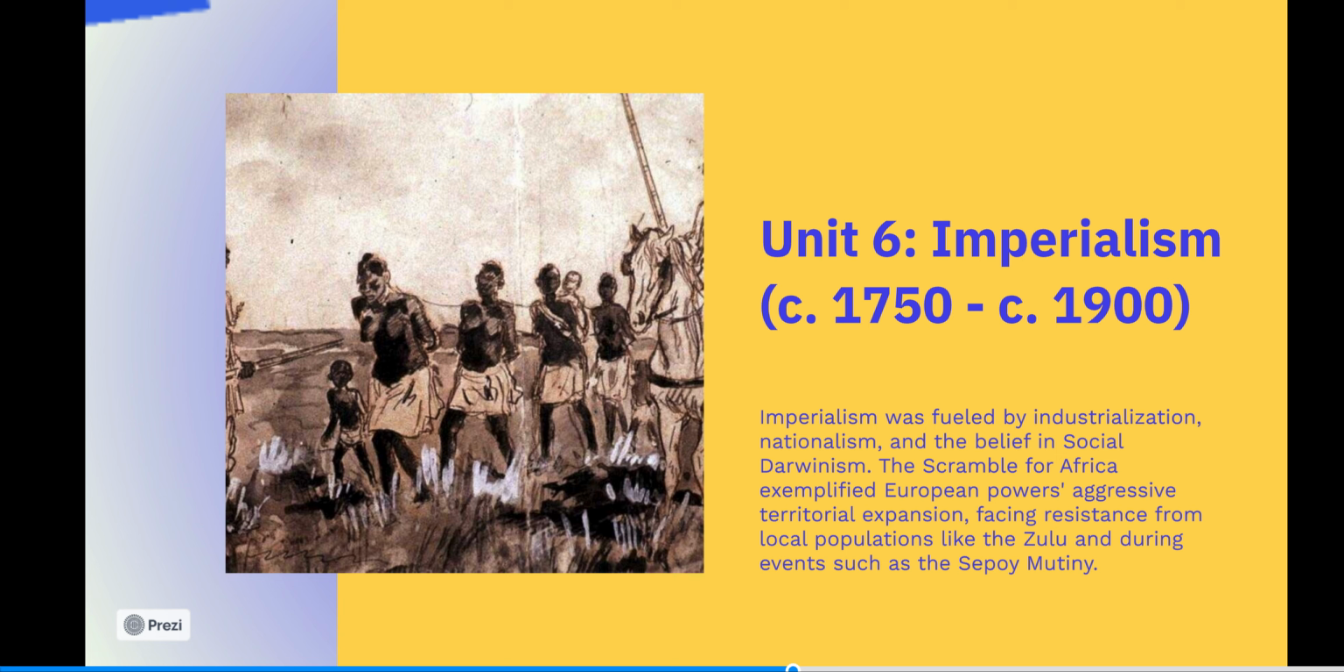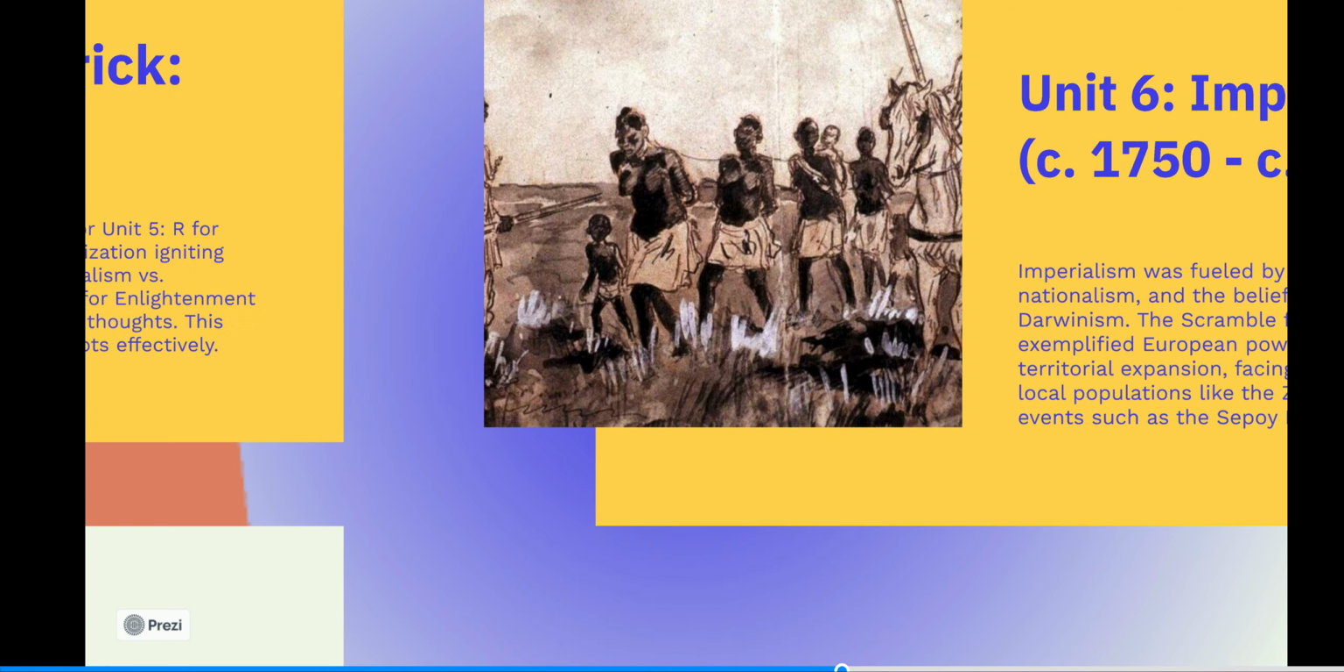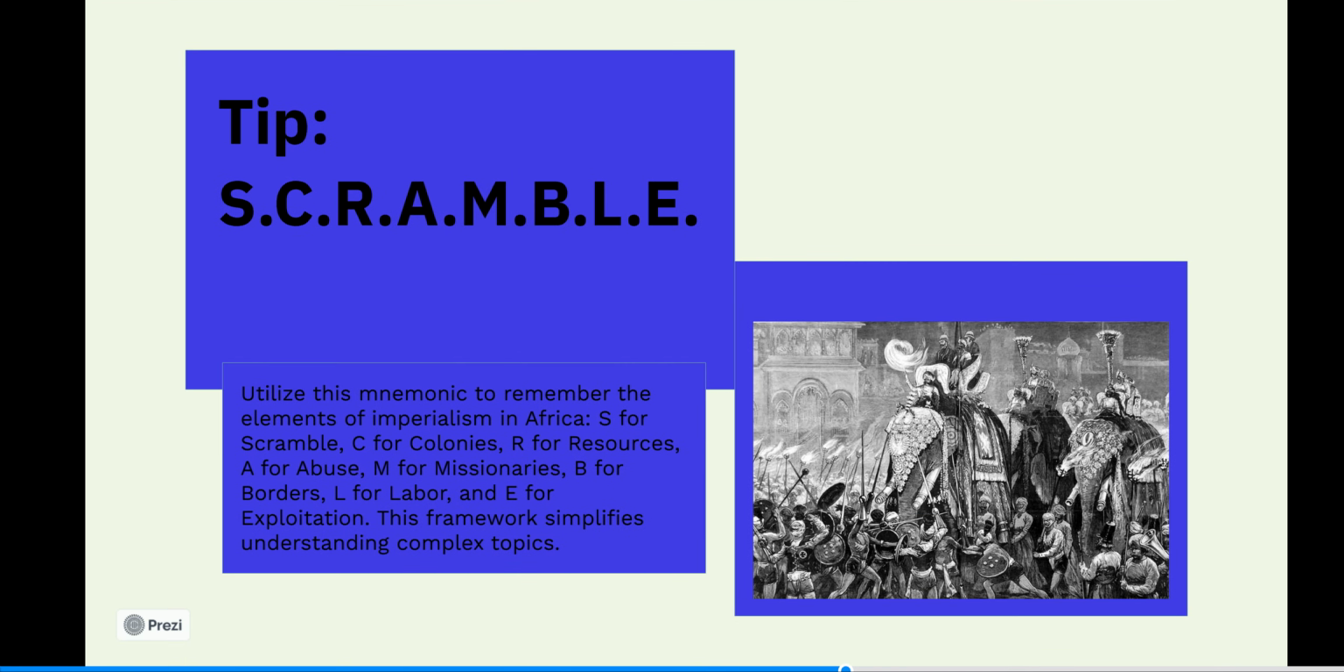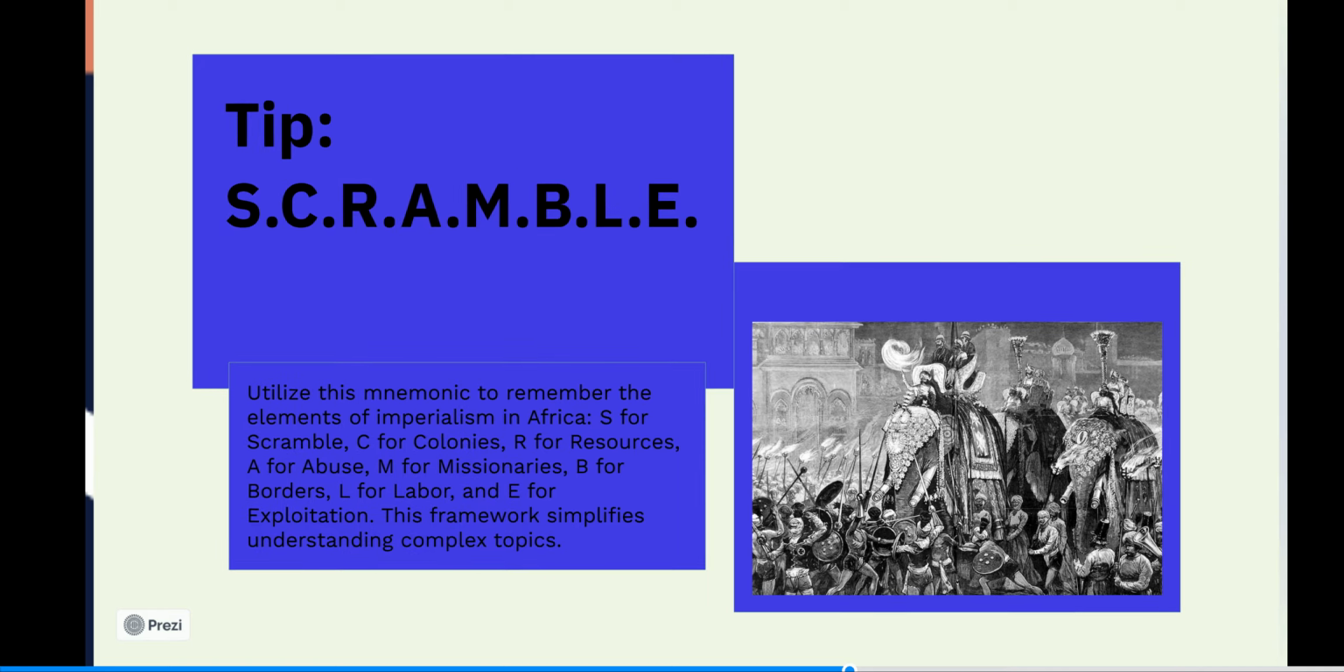For this unit, think scramble for Africa. So scramble, S-C-R-A-M-B-L. S is for that scramble, so that was for Africa, so that is European nations dividing up the land of Africa. C is the colonies that are being put in place and spreading throughout the world. R is that fight for resources. A is the abuse that is taking place. M is missionaries. B are the borders that are being created. L is the use of labor, and E is exploitation.